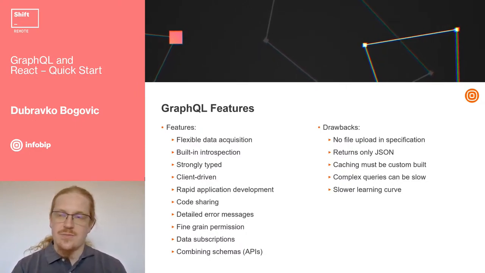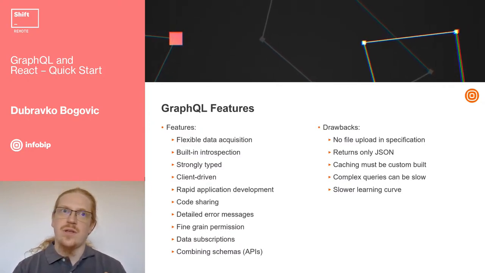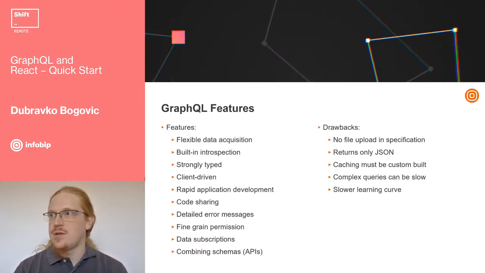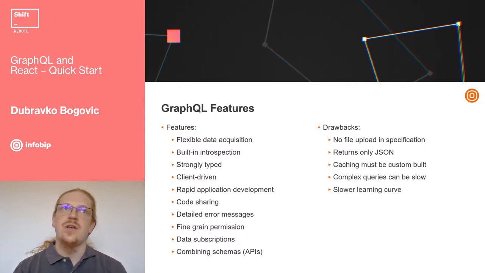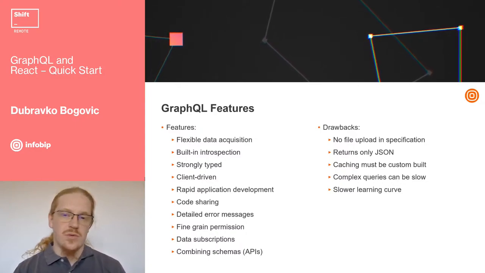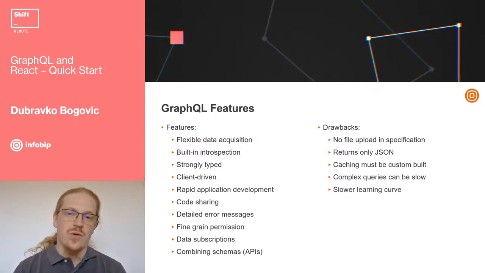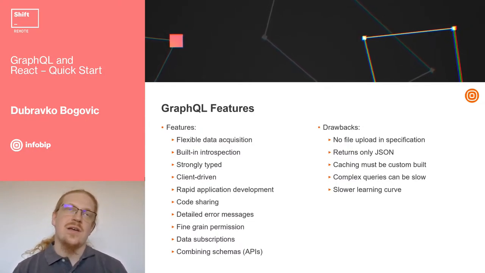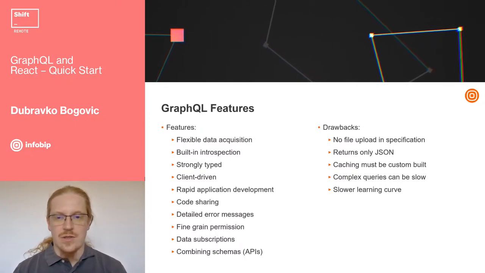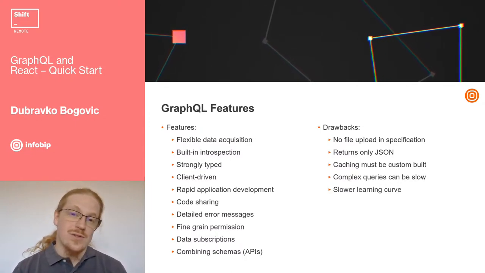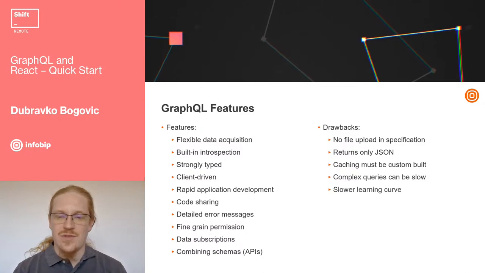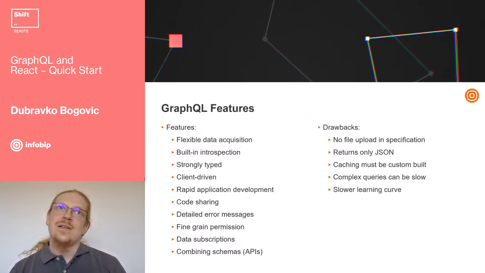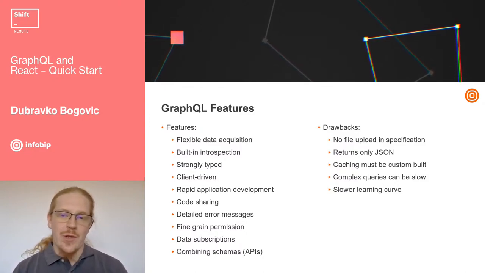As these queries can be complex and they can get a lot of different, say, tables from your database in one query, they can become very complex and that can slow down your execution. Oh, and also, since, as we have seen, the GraphQL API has its own language, so you have to learn that, and that slows down the learning curve.